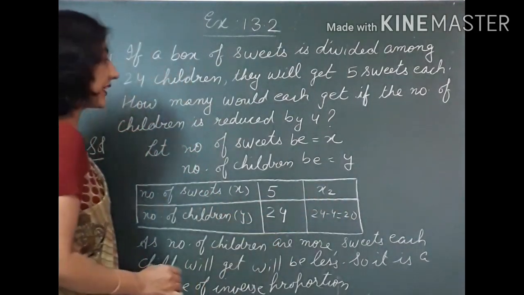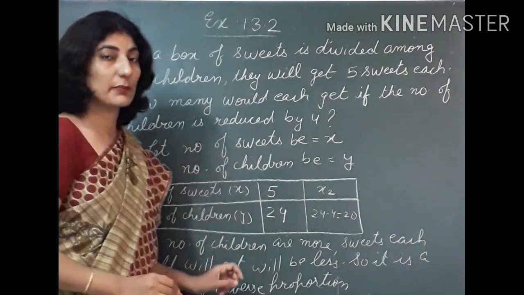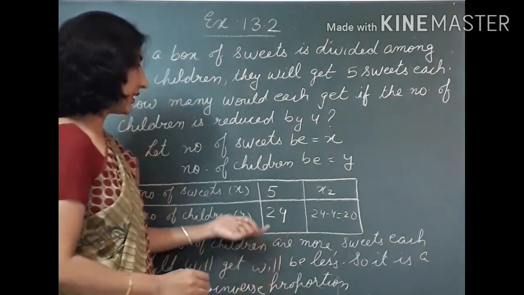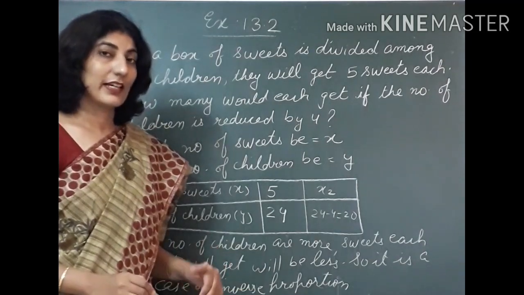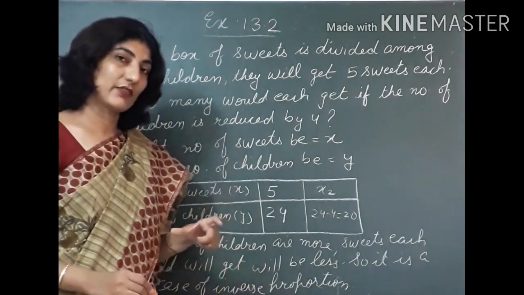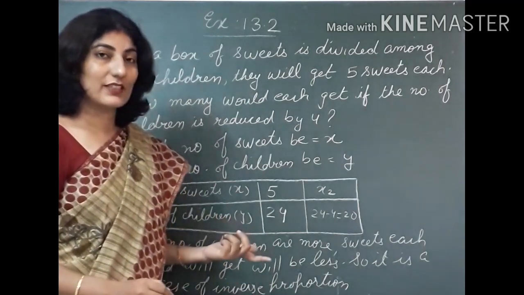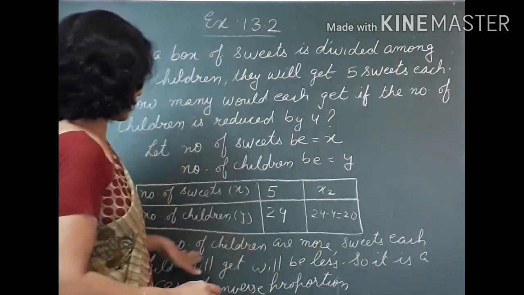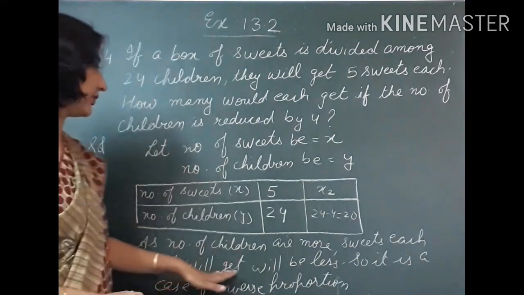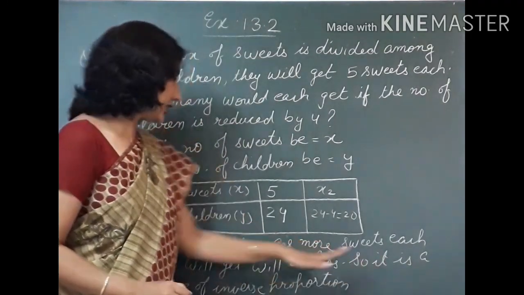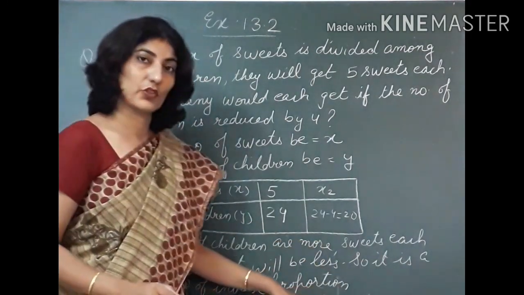So first of all we will write whether it is a case of direct proportion or inverse proportion. See, when the number of children is more, each child will get fewer sweets. If the number of children is less, each child will get more sweets. So it is a case of inverse proportion.